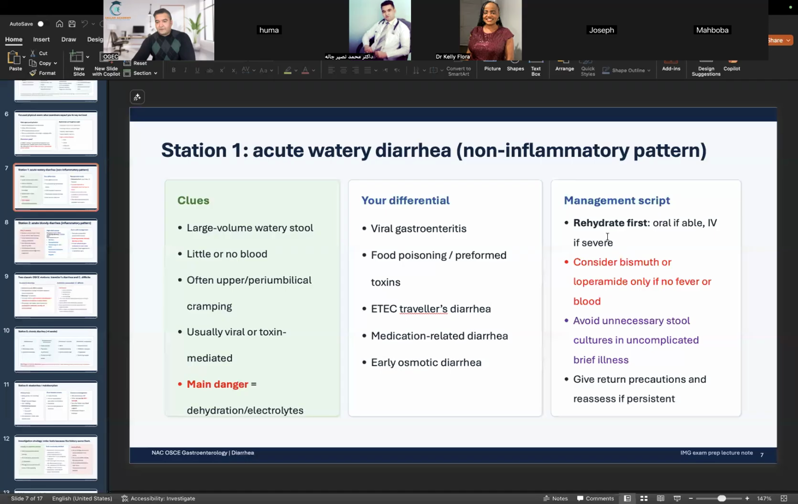Management: rehydrate the patient if the patient is stable and can take it orally. If not, then you have to start IV hydration. Consider bismuth or loperamide only if no fever. Remember, no fever, no blood. You cannot use loperamide or bismuth if the patient has fever or blood. Avoid unnecessary stool culture in uncomplicated brief illness. Give return precautions and reassess if persistent.